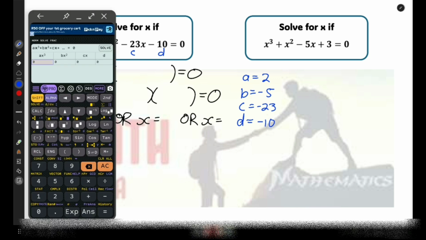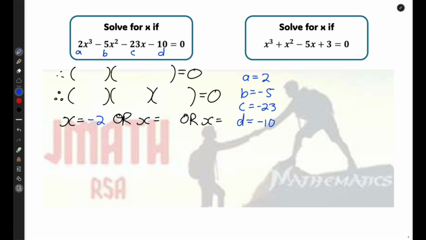On my calculator, if I go into the correct mode, I will see this. So you're going to press mode, equation, choose ax cubed, and then this should be on your screen. Now I can just type in the correct value. So 2 equals minus 5 equals minus 23 equals, and then minus 10 equals. And then it will give me my 3 answers. So x is either minus 2, or minus a half, or 5.